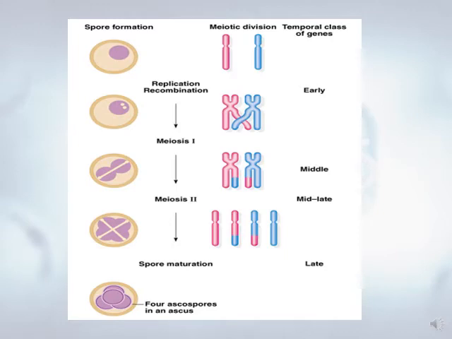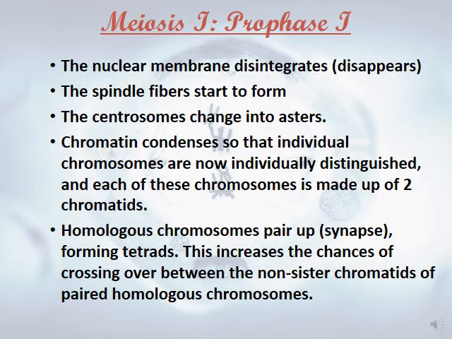So this crossing over is exclusive and only in the meiosis process. During prophase I, the nuclear membrane disintegrates, like the case of prophase. Spindle fibers start to form. Centrosomes start to change into asters. Chromatin condenses, so that chromosomes are now individually distinguished, and each chromosome is made up of two chromatids.